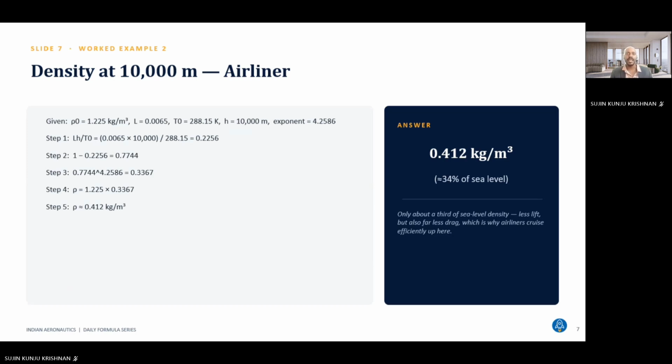So that's only about a third of sea level density. This is exactly why airliners need long runways and high takeoff speeds relative to cruise speed at low altitude, but can cruise efficiently at high speed once they have climbed into this thin air. Less density also means less drag.